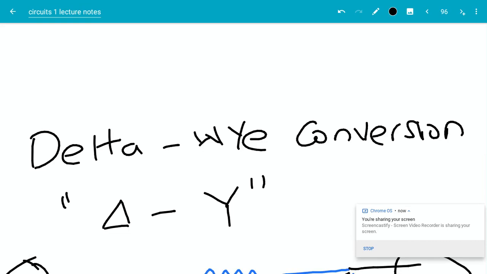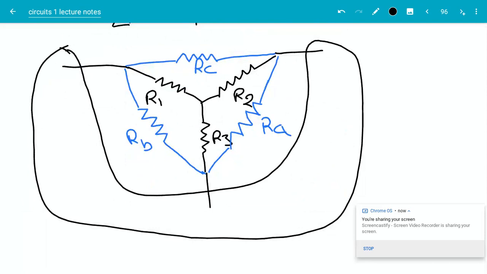Hello everyone. Let's talk about Delta Wye conversion. What this means specifically is this. In any part of the circuit, if you see a delta structure represented in blue here, you can always replace that delta structure with a Y structure represented in black, provided you choose your resistor values appropriately.